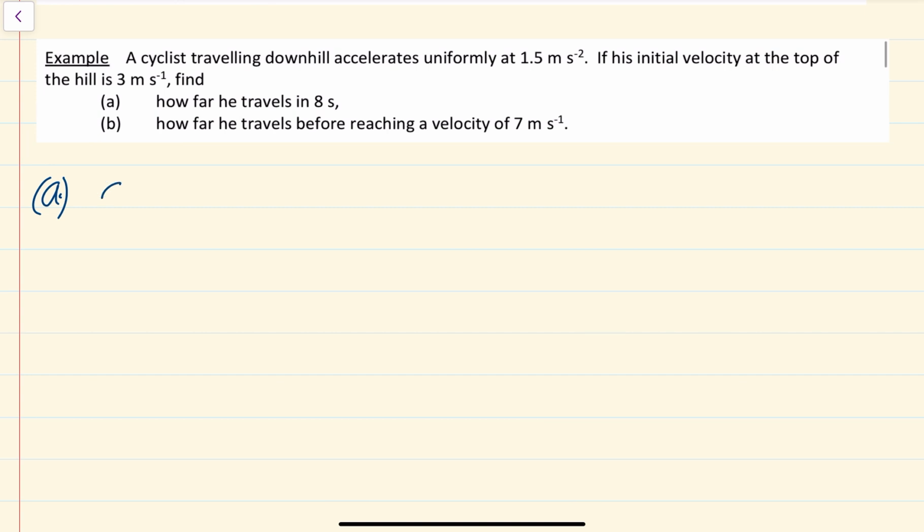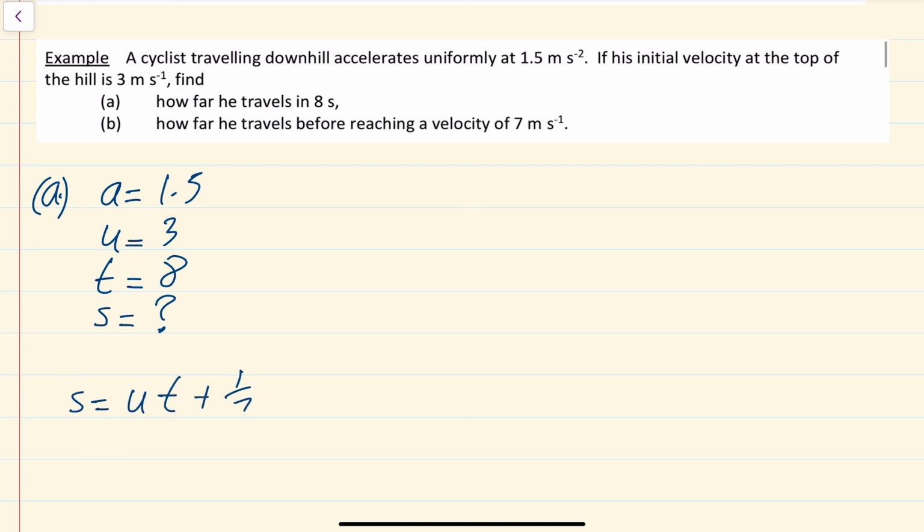You set it up, you write down what you've got. You've got your A is 1.5. His initial velocity was 3. You want to find out how far he travels in 8 seconds, and write down what you want. Okay, you look back at your 4 equations and you think which equation uses these 4 letters. And it is, and you write it down, S equals UT plus a half AT squared.